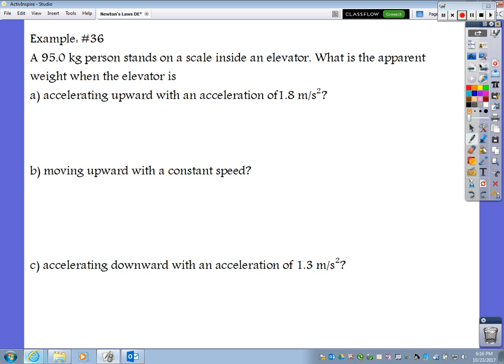Here we have the person in the elevator. There's a normal force pushing up. There's gravity pulling down. And in this case, we have an acceleration upward. Notice I didn't put the acceleration on the free body diagram because it isn't a force. Only forces go on the free body diagram.